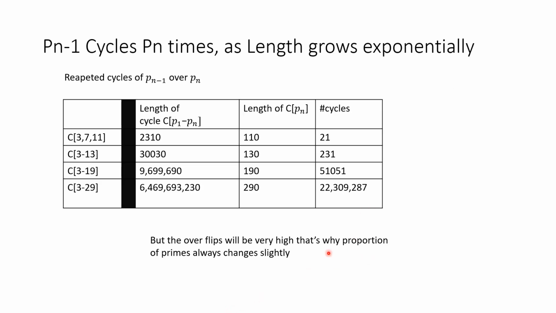So this is the length of the cycle, okay? This will be the length. And this will be the length of the last prime number of that cycle. For this cycle, this will be the length of 110. And these are the cycles that this length gonna repeat inside this cycle until it finishes.